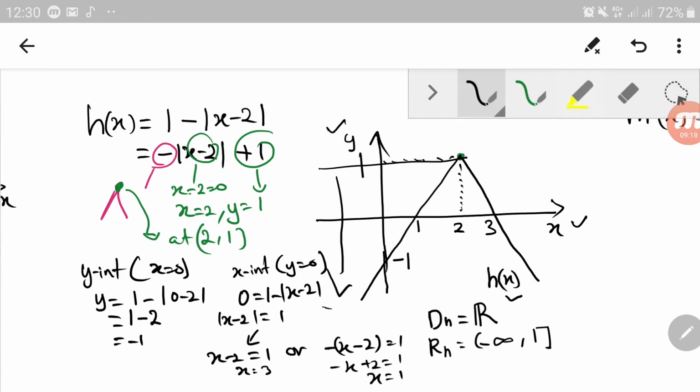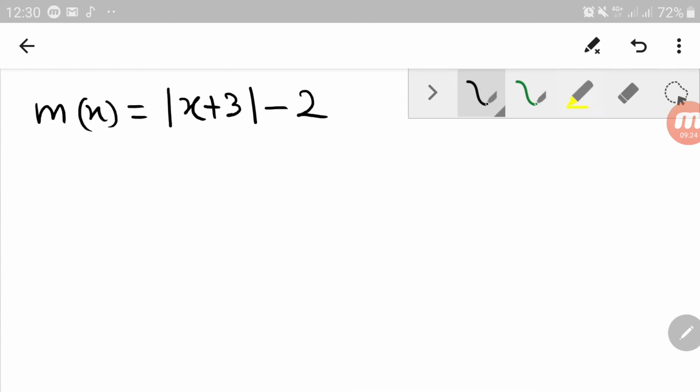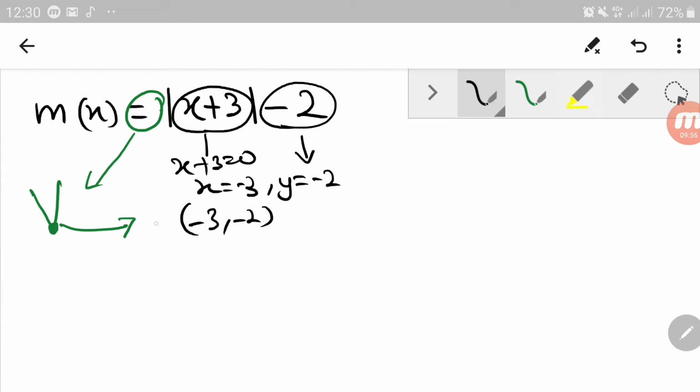So let's move on to the third example. Now this one is positive, not the equal sign, the number in front of the absolute value is positive, so we are expecting a V shape. The V shape has a point here. We want to know the coordinate. Easy. x plus 3 equals 0, so x is minus 3, and then we take everything minus 2. So the point is at minus 3, minus 2.